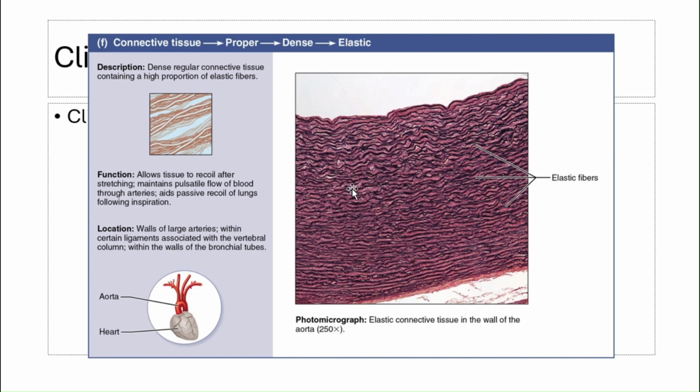The last dense connective tissue is called elastic. We can see the elastic connective tissue at the heart or large blood vessels. Among the protein fiber, here we can see the elastic. It has a wavy shape, and it provides the capability to stretch for our heart or our blood vessels.